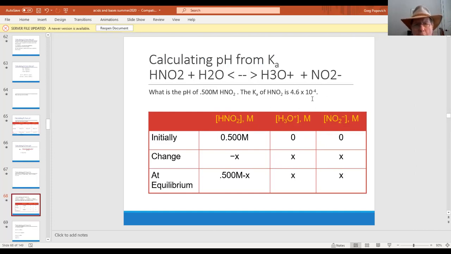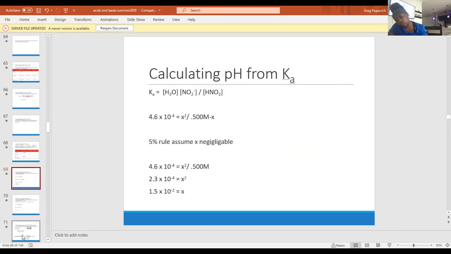Is this a small number compared to 0.5? Yes. So what am I going to do about this X here? Does it become 0? We're going to assume it's 0.